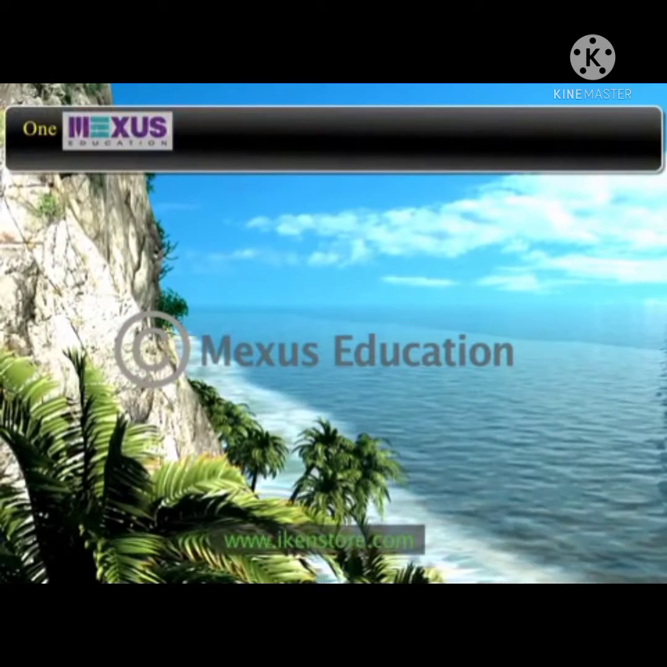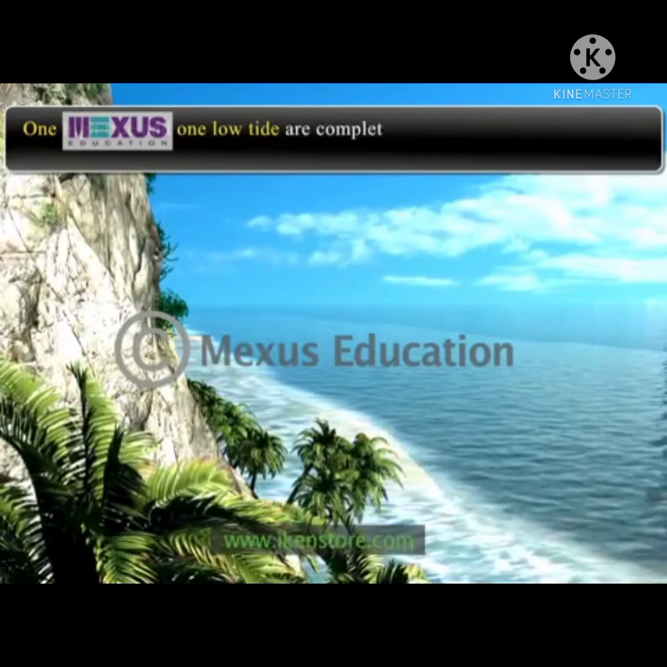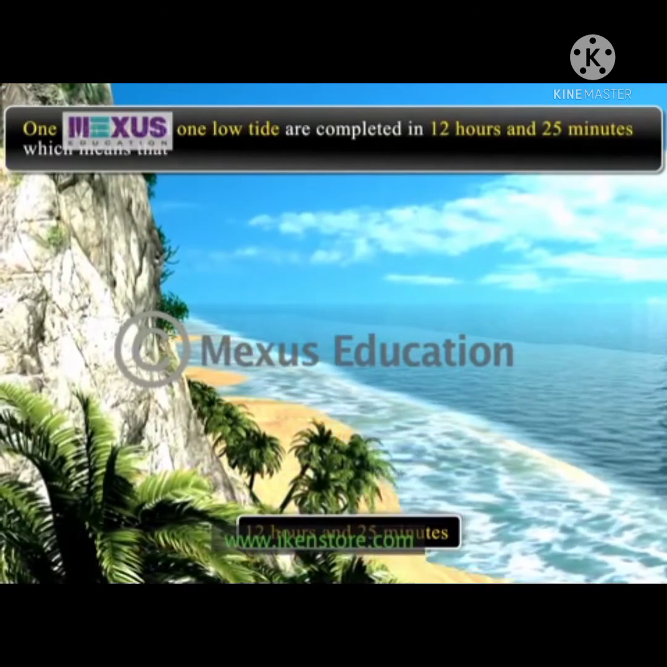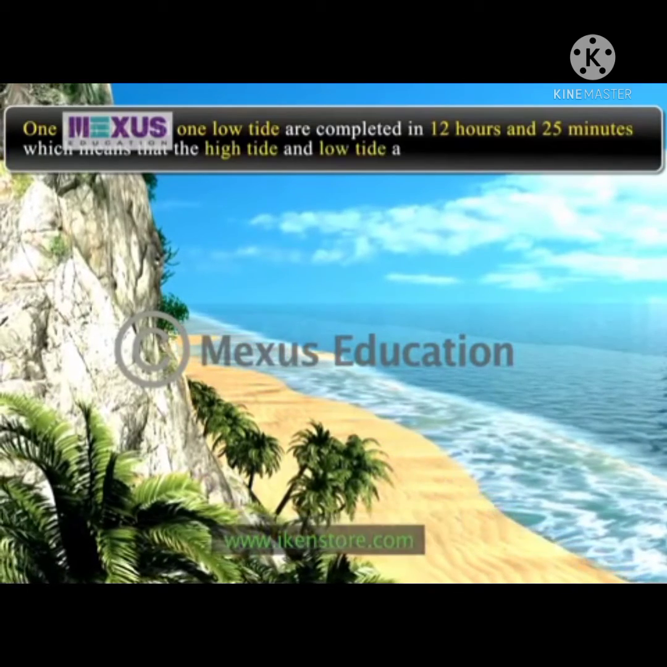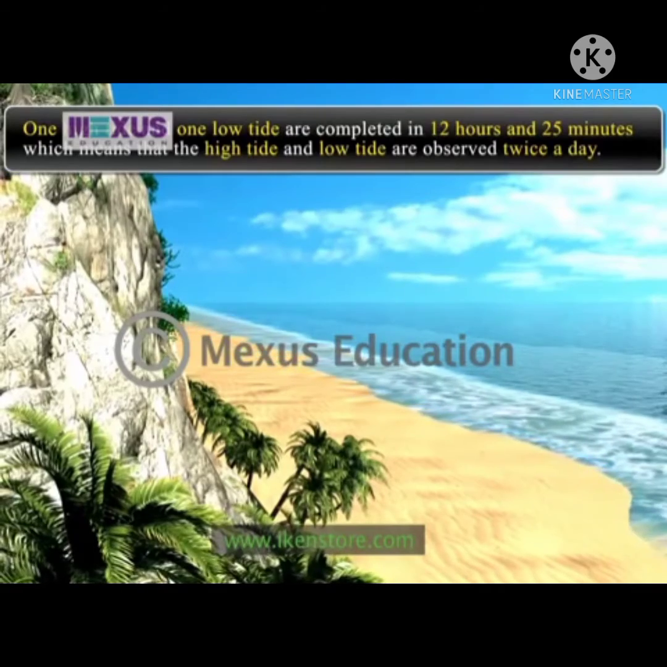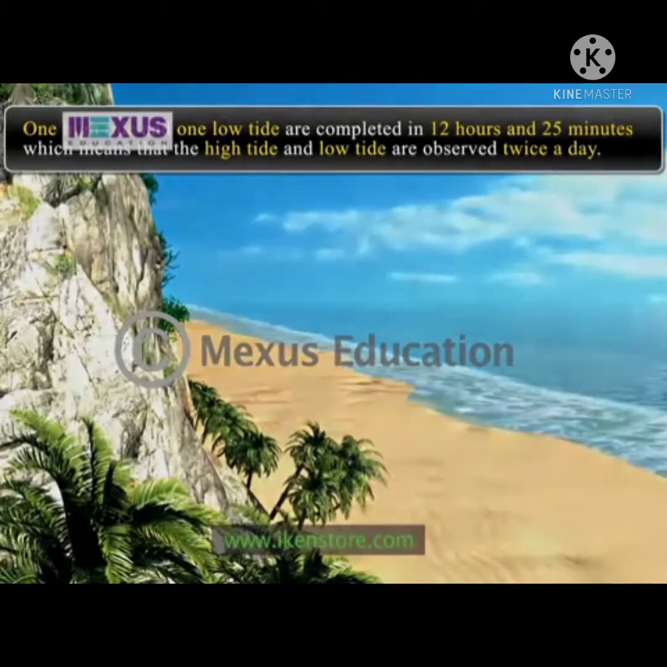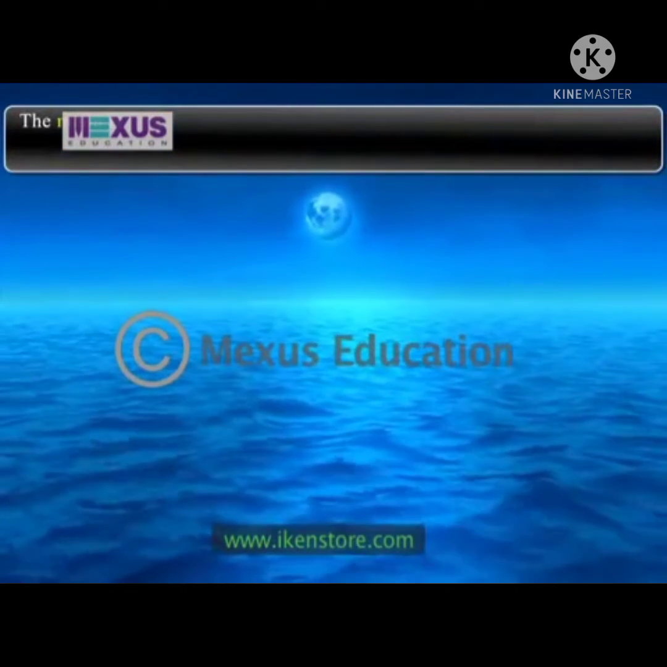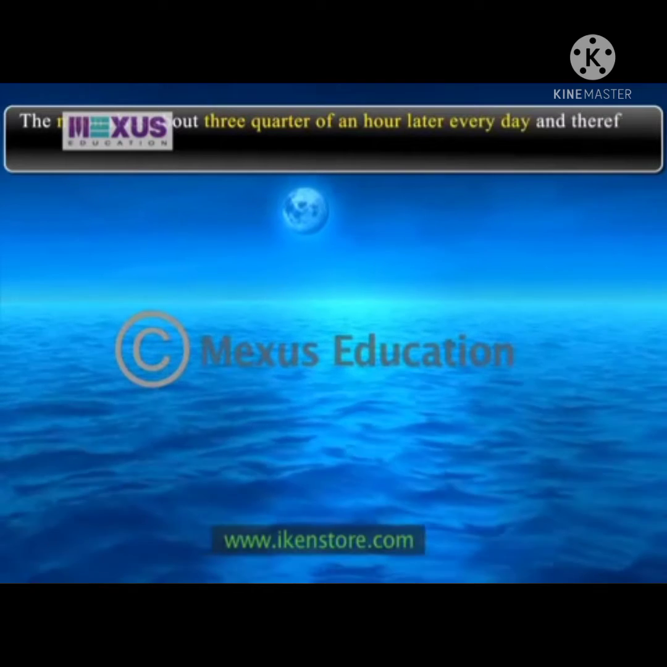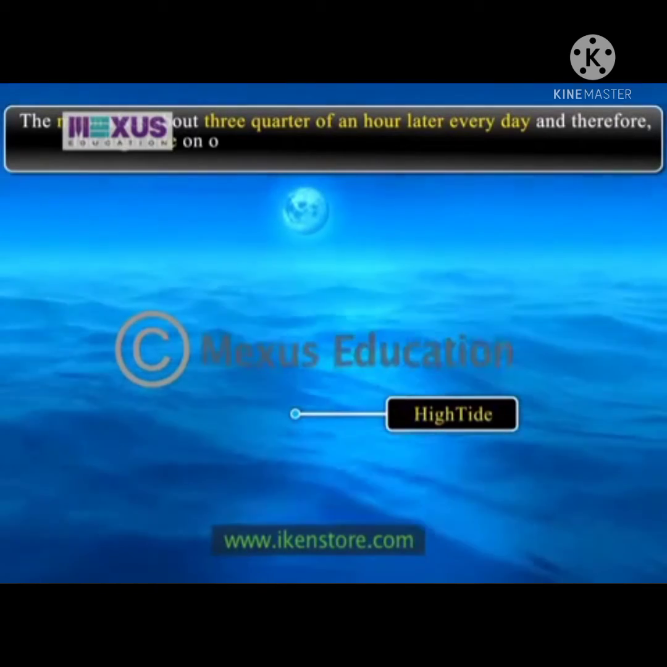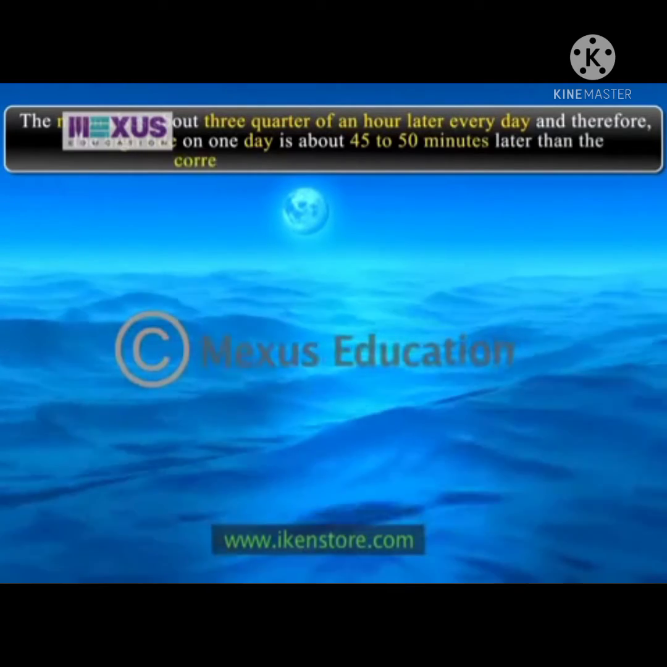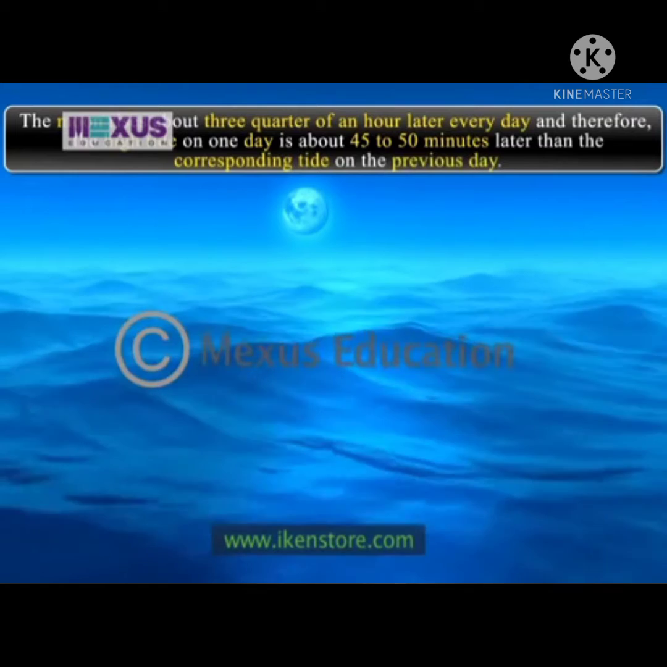One high tide and one low tide are completed in 12 hours and 25 minutes, which means the high tide and the low tide are observed twice a day. The moon rises about 3/4 of an hour later every day, and therefore the high tide on one day occurs about 45 to 50 minutes later than the corresponding tide on the previous day.